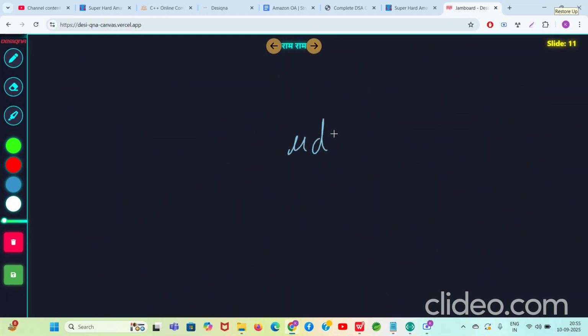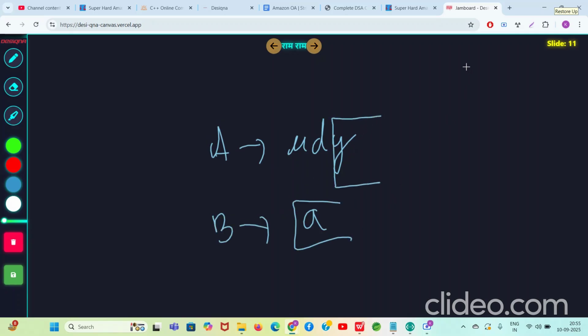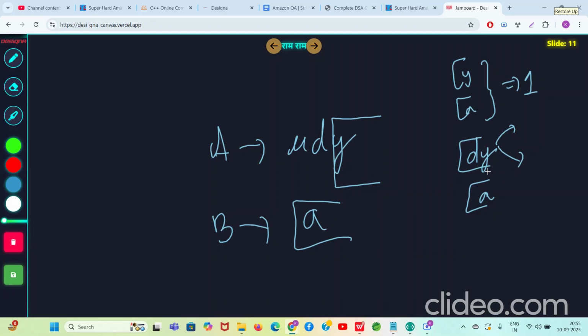Let's say u, dy, and a. This is your string a and this is your string b. First you calculate the answer for this part, this y and this a. For this y and this a, you know that the answer is going to be 1. Now you calculate the answer for if the string was dy and a was given to you. Dy is again constructed of two parts.